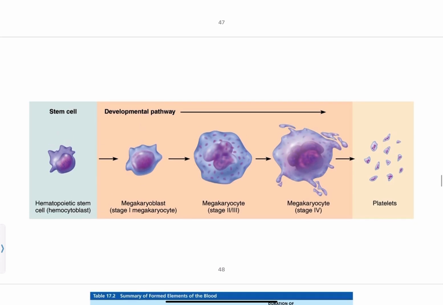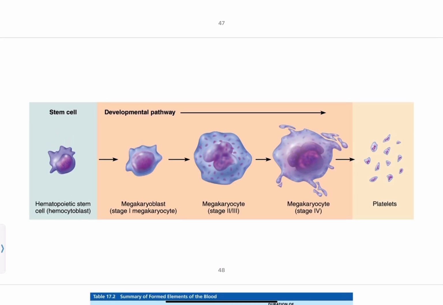So here's the pathway here. Again, you can see we're starting with the same cell that we started with for all of our formed elements, and then we're going to become a megakaryoblast, and then a megakaryocyte stage 2, stage 3, megakaryocyte stage 4. That's about as large as we get. So that's the largest type of megakaryocyte we have, at which point it's going to form these cytoplasmic projections that are going to protrude into the lumen of capillaries.